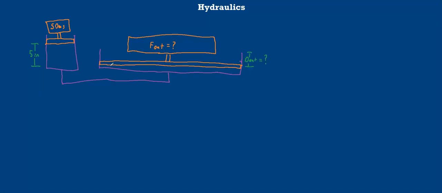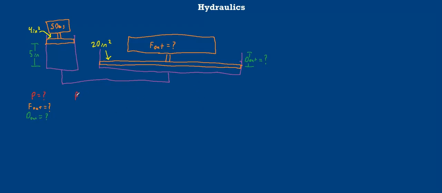And so what do we know? Well, let's say that the area of the piston on the left is 4 inches squared, and that the area on the right is 20 inches squared. And so what do we need to solve for here? Well, first off, we need to solve for what our pressure is. Secondly, we need to solve for what our force output is. And lastly, we need to solve for what our distance output is, how far up this piston will travel.